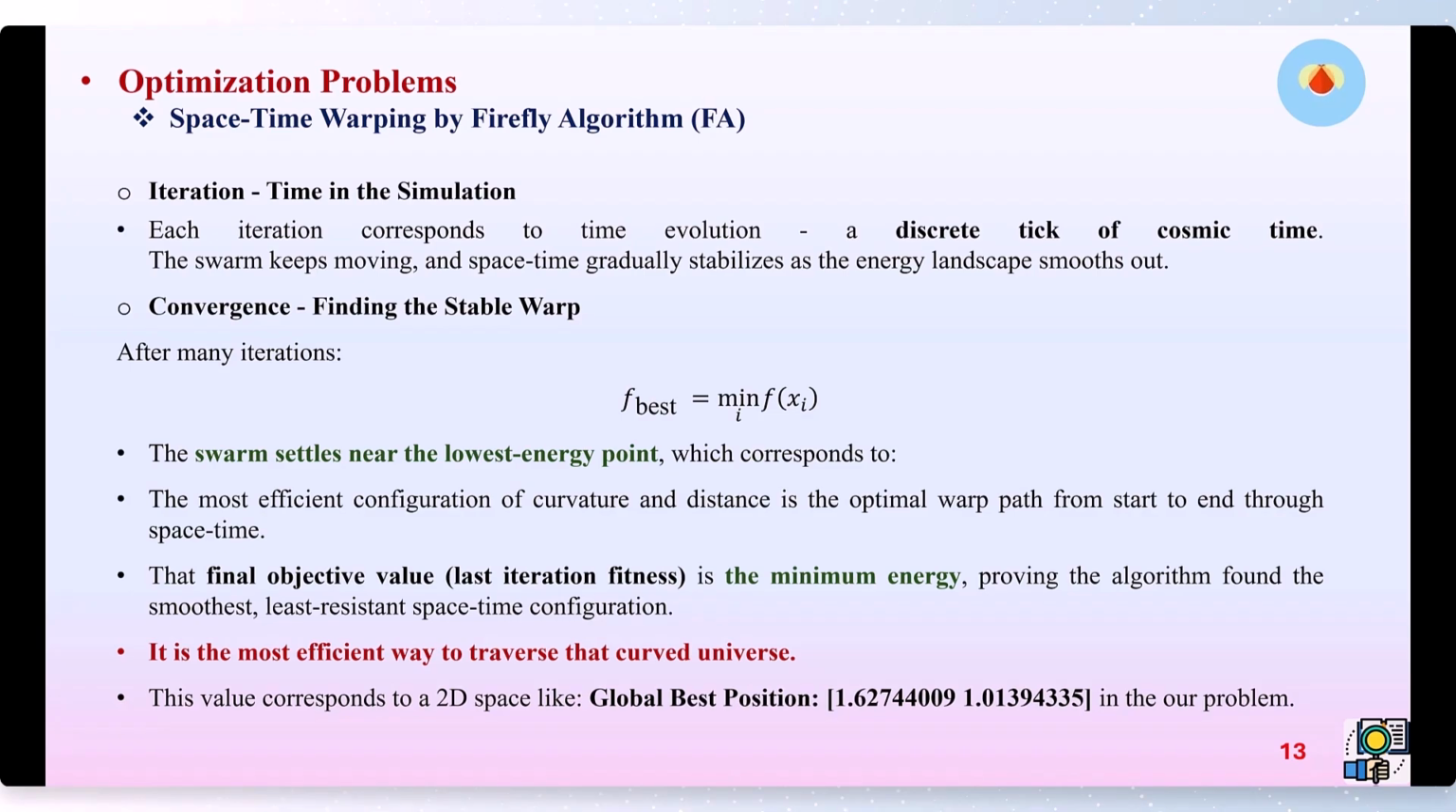So this value in our problem, when we are solving it in a coding environment, corresponds to a 2D space like, for example, 1.6 in x and 1.01 for y in our problem, which is actually the global best position, the position value from the last iteration.